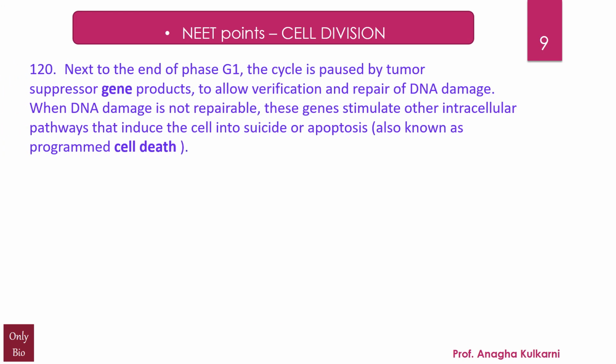The last point, point 120, next to the end of phase G1, the cycle is paused by tumor suppressor gene products to allow verification and repair of DNA damage. When DNA damage is not repairable, these genes stimulate other intracellular pathways that induce the cell into suicide or apoptosis, which is also known as programmed cell death.